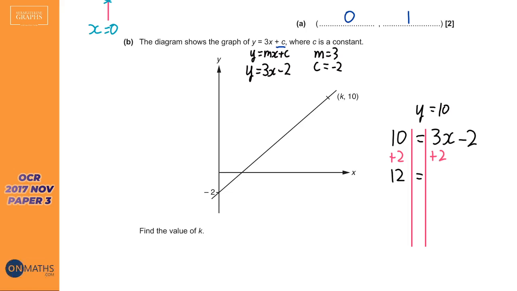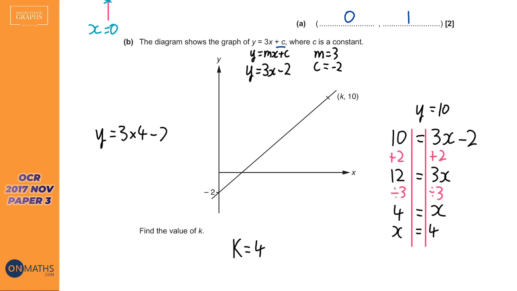So that would be 12 equals 3x. Then I want to get rid of that times 3. So let's get rid of that and just have x on its own. So 12 divided by 3 is 4. And obviously we've got rid of that 3 now, so we've just got x. And I can just swap them around just to make things easier. And so k is representing the x value. So it's just going to be k is 4. And you can quickly check that by putting 4 into the equation. So y equals 3 times 4 minus 2, which is 12 minus 2, which is 10. So we know we've got it right.